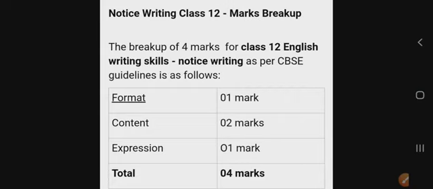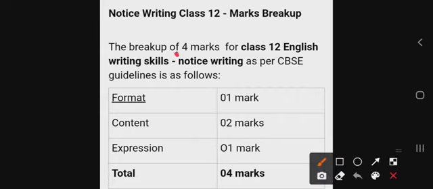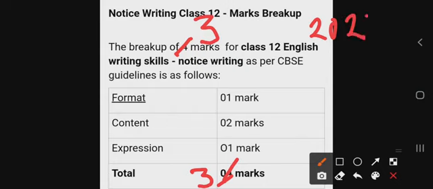Now, see, children, this is the breakup of 4 marks for class 12th writing skill. This year this question has been changed. It is now not of 4 marks, it is of 3 marks in total. Mind it, this year, in the 2021 exams, this question of notice writing is of 3 marks, not 4 marks. Although the division has not come, generally the format will be of 1 mark, content of 1 mark, and expression of 1 mark. You can take the screenshot, children.